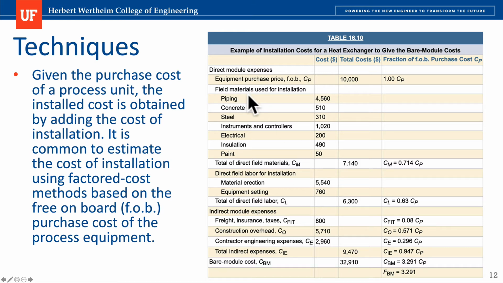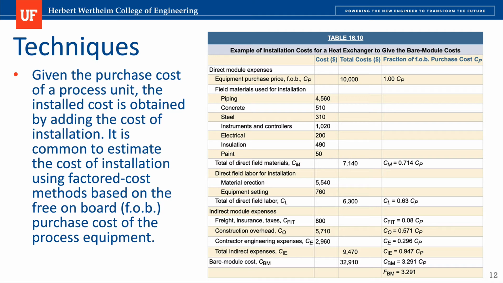Things that you can include are field materials used for installation, and the total direct field materials that you need, which is going to be the addition of all of those numbers. You can also have the direct field labor for installation. That includes the material erection and the equipment setting. You can have the indirect module expenses like taxes, construction overhead, contractor engineering expenses, total indirect expenses, and all of this information adds up to what we call the bare module cost calculation.